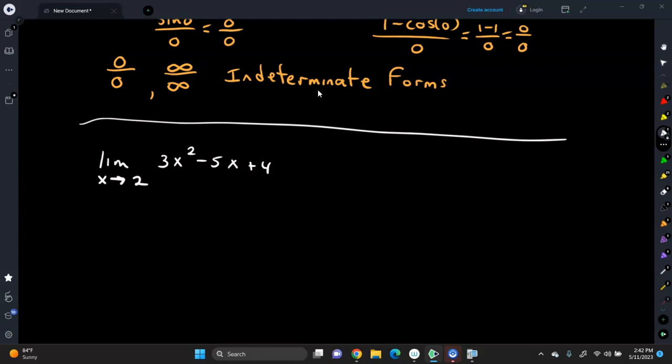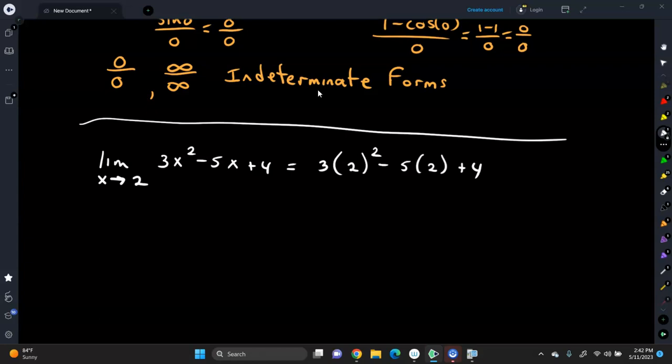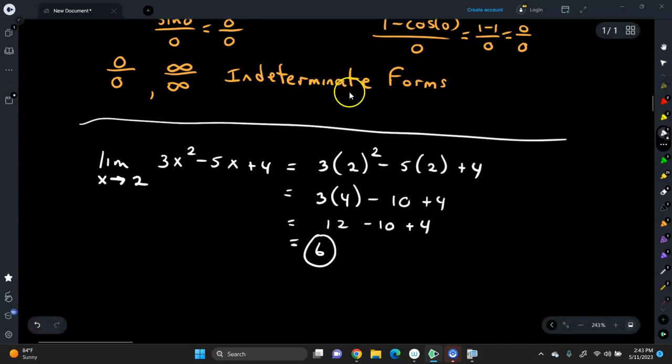Okay, so here we're going to just do a direct substitution. Right, so this is going to be 3 times 2 squared minus 5 times 2 plus 4. And that's going to give us 3 times 4 minus 10 plus 4. So that's 12 minus 10 plus 4, which equals 6. Okay, so that's really, really quick and easy.